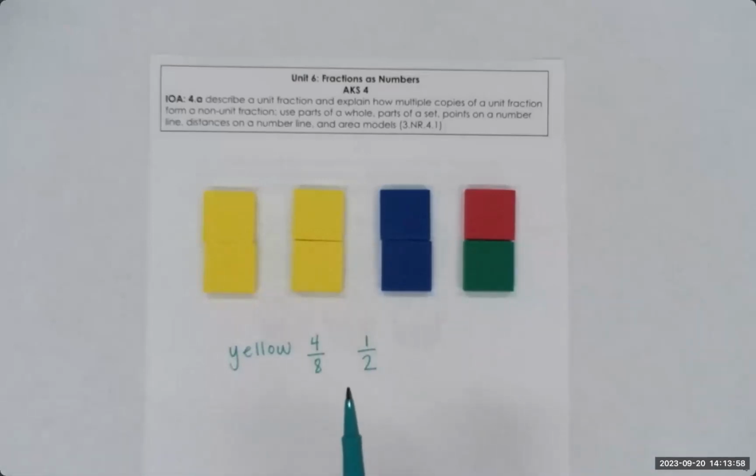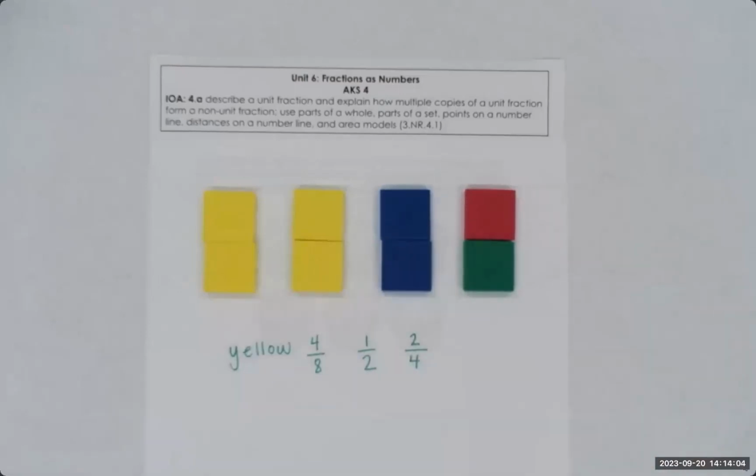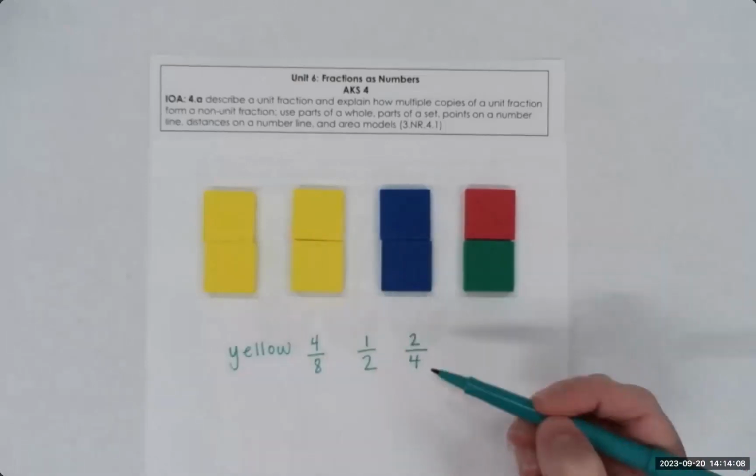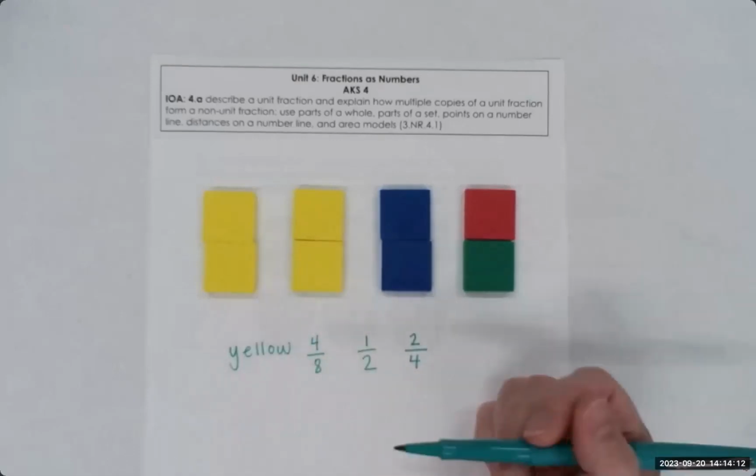How many of the groups are yellow? 2 of the 4 groups are yellow, 2 representing these 2 groups out of 4, which is the total number of groups in the set.